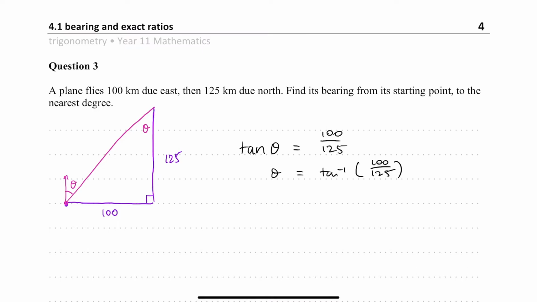So let's put it into our calculator. And we should get theta is equal to roughly 39 degrees to the nearest degree. So therefore, the bearing is 039 degrees. Okay, hopefully that made sense. Let's try a couple more.